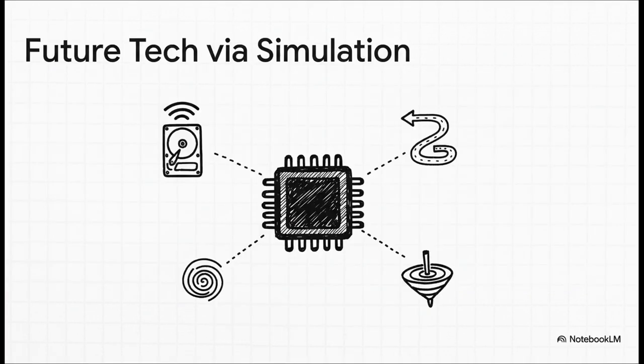And MAMR is just one example. Simulation is unlocking a whole range of futuristic tech. Can you imagine racetrack memory, where data literally zips around a nanowire at incredible speeds, or tiny spintronic oscillators that could power a whole new generation of wireless communication? Look, this isn't science fiction. These are concepts being actively designed and perfected in virtual labs as we speak.